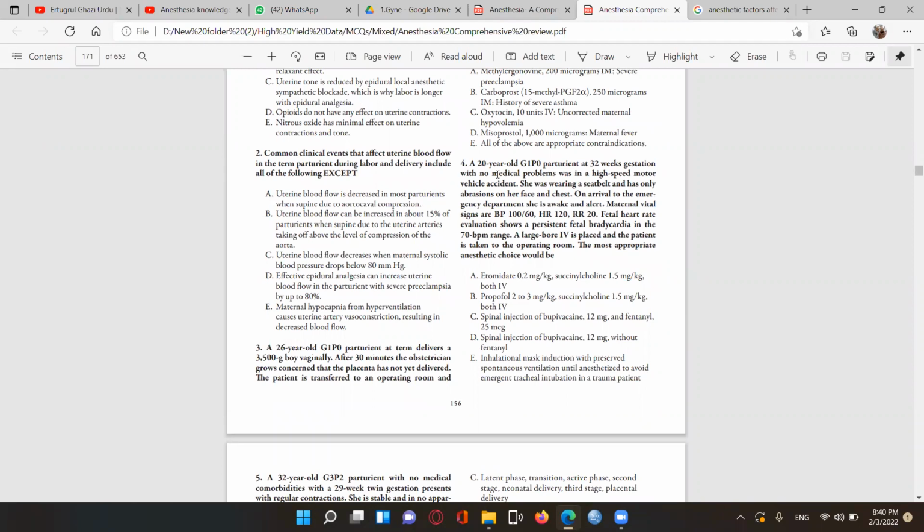A 20-year-old G1P0 parturient at 32 weeks gestation with no medical problems was in a high-speed motor vehicle accident. She was wearing a seat belt and has only abrasion on her face and chest. On arrival to the emergency department, she is awake and alert. Maternal vital signs are blood pressure 100/60, heart rate 120, respiratory rate 20. Fetal heart rate evaluation shows a persistent fetal bradycardia in the 70 beats per minute. A wide bore cannula is placed and the patient is taken to the operation theatre. Most appropriate anesthetic choice would be.